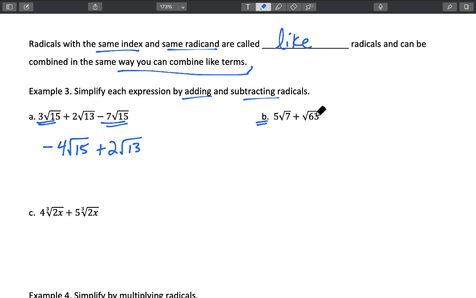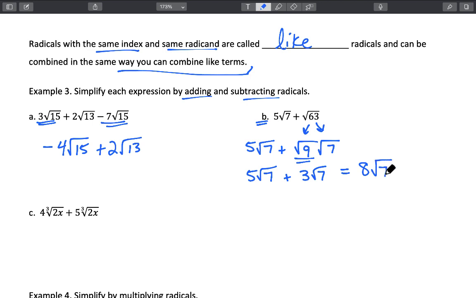All right, let's look at example 3b. I've got 5 root 7 plus the square root of 63. Well, it doesn't look like they're like radicals, but I can simplify the square root of 63 to be the square root of 9 times the square root of 7. The square root of 9 is a perfect square. It's 3 root 7. So really what I have is 5 root 7 plus 3 root 7, and that results in 8 root 7.